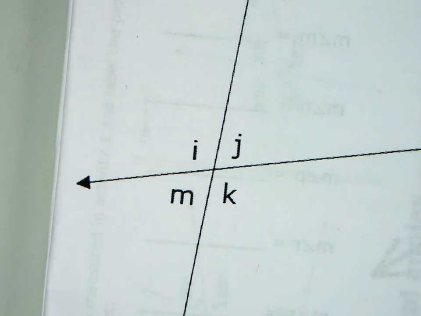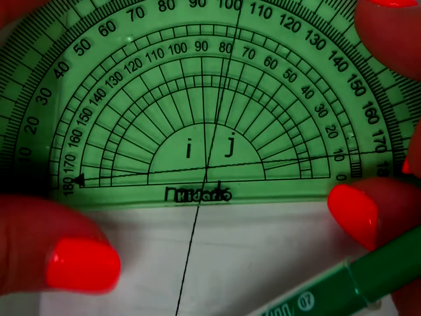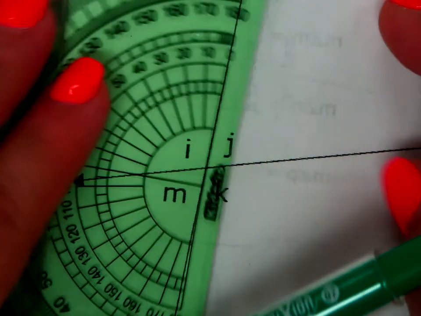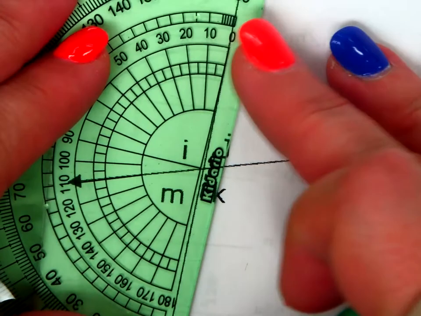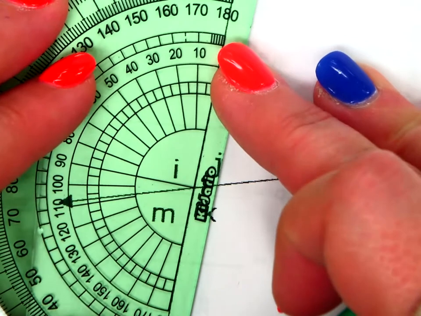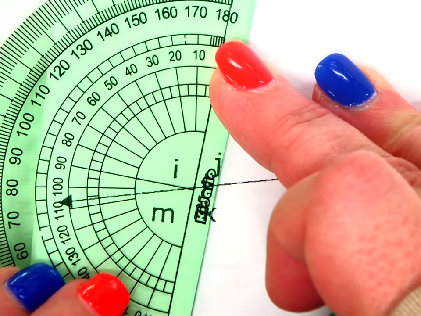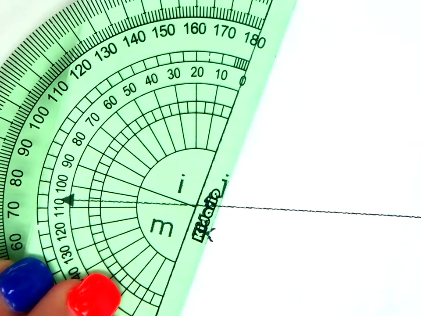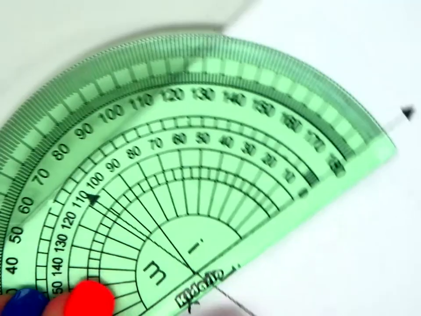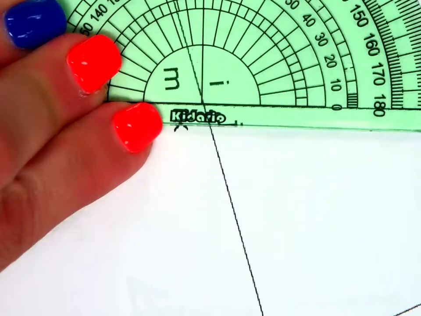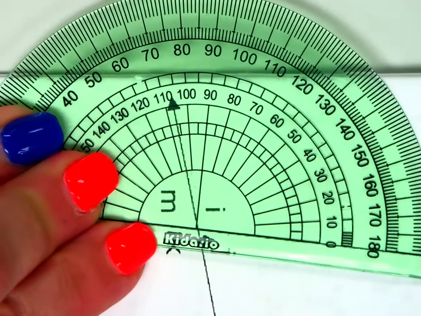Down here, I, J, K, and M. Which angle would you like me to measure? M and I. We only need to measure one. I. You want me to put it like this, or you want me to put it like this? Like that. Like this? Okay. So if I put it like this, and I line it up, then, you're welcome. All right.